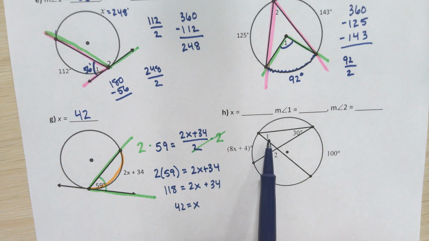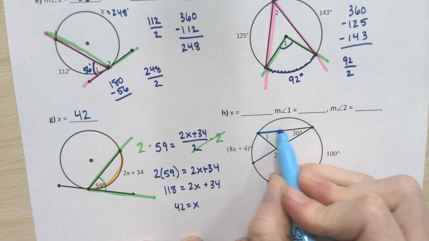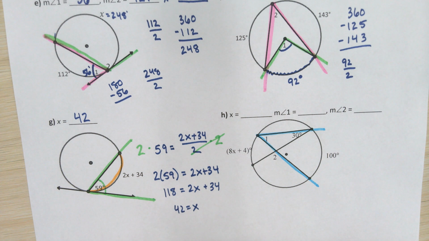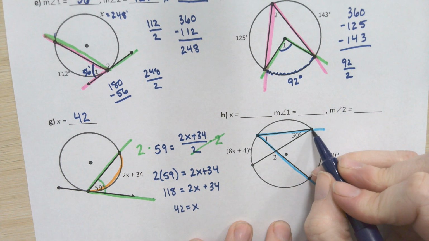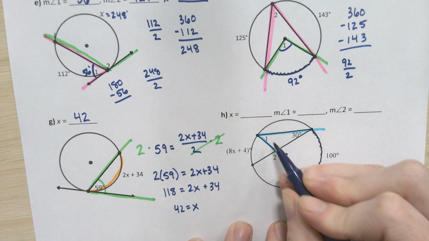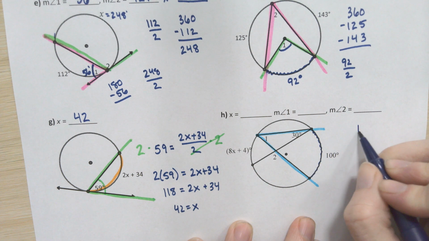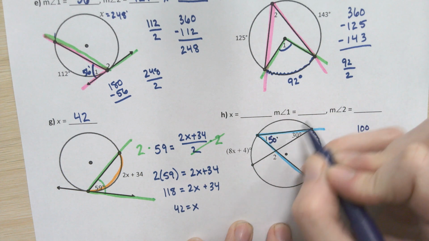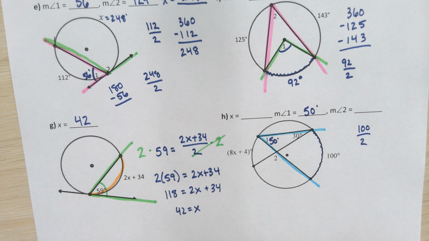So I think I'm actually going to solve for angle 1 first, because I notice that its vertex is right here on the circle, and when I follow that out, I have an intercepted arc over here that's equal to 100. My angle will be less than my arc, so I need to take 100 and divide it by 2. And now I know the measure of angle 1 is 50 degrees.